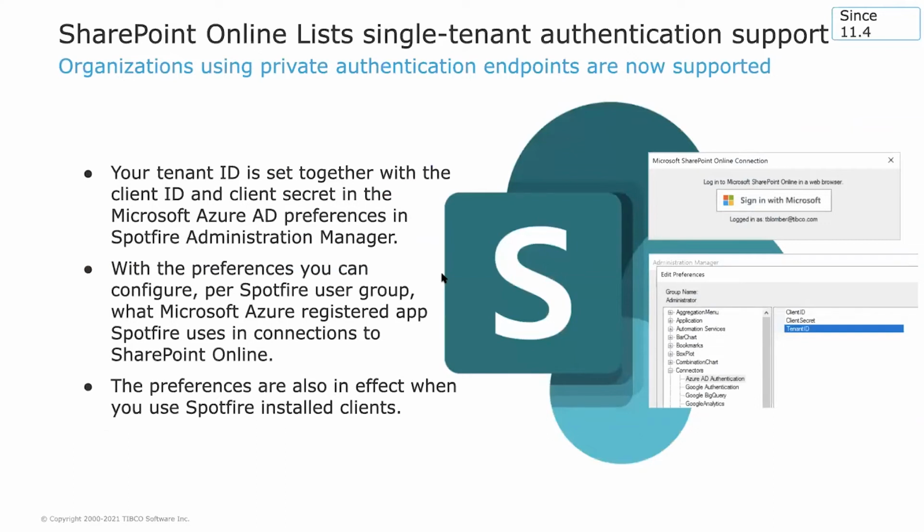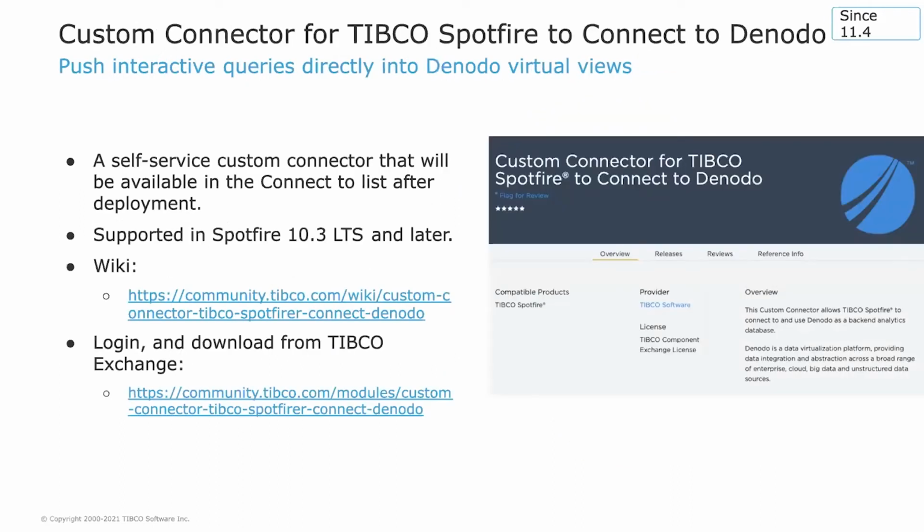Moving on to 11.4, first feature: single tenant authentication support for SharePoint Online lists. We realized that many customers are using the shared integration point from Microsoft, but some large organizations prefer to have their own private authentication endpoint, and that is now supported. So you can add that in the preferences, and hopefully more organizations can use this valuable and very, very popular connector.